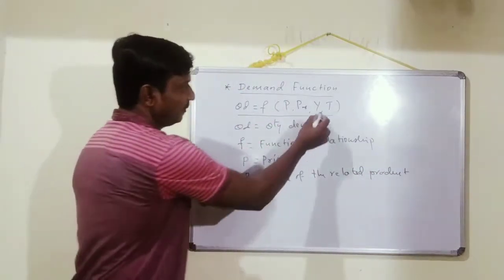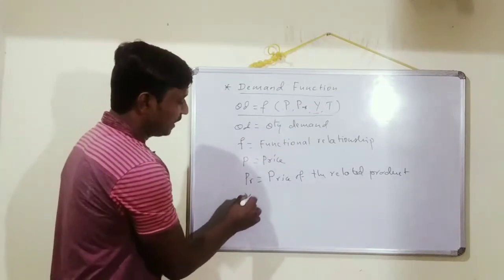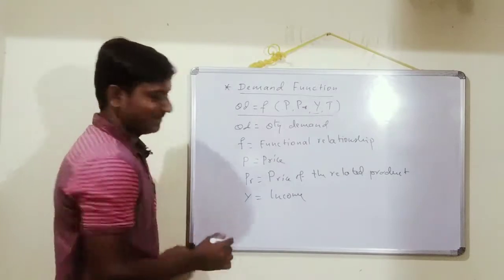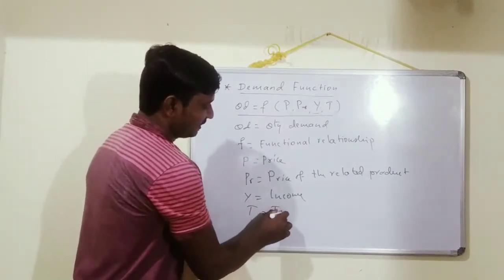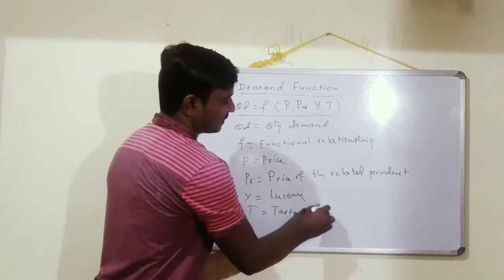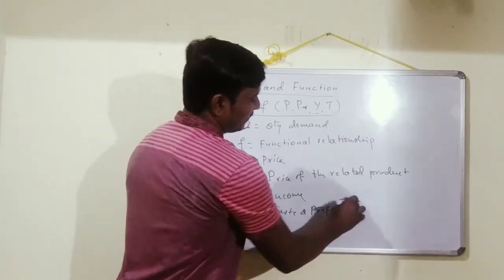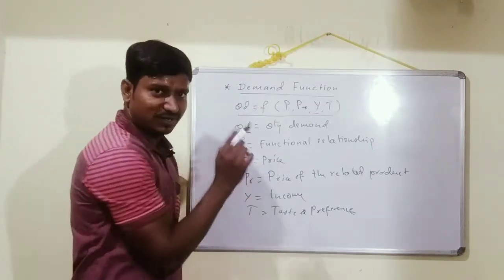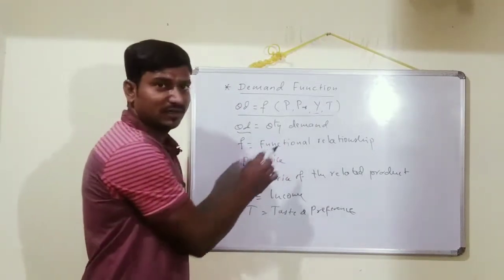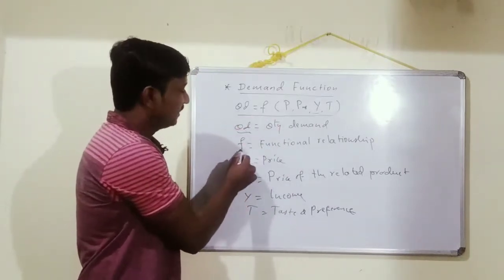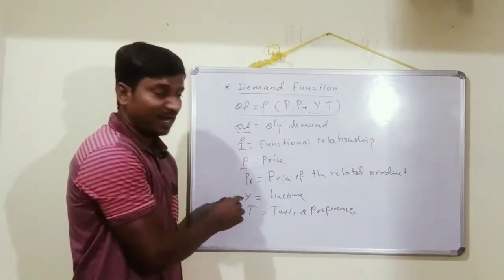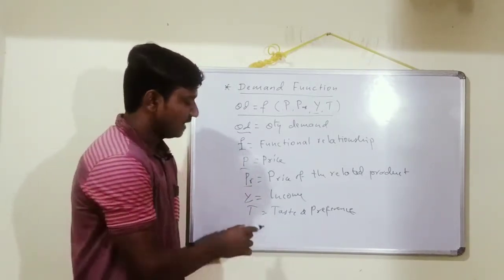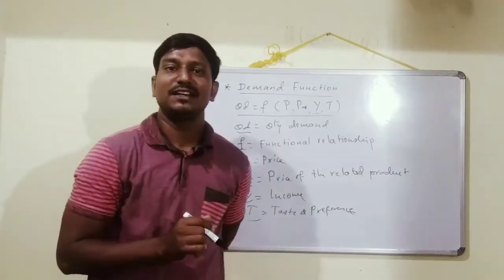The third one is Y. Y is the income of a consumer. And then T is the taste and preference. So QD is the quantity demand, F is the functional relationship, P is the price, PR is the price of the related product, Y is the income of a consumer, and T is the taste and preference of the consumer.